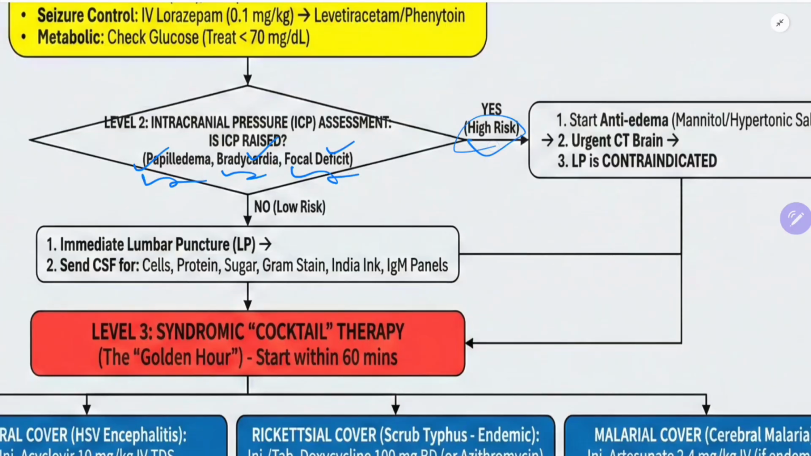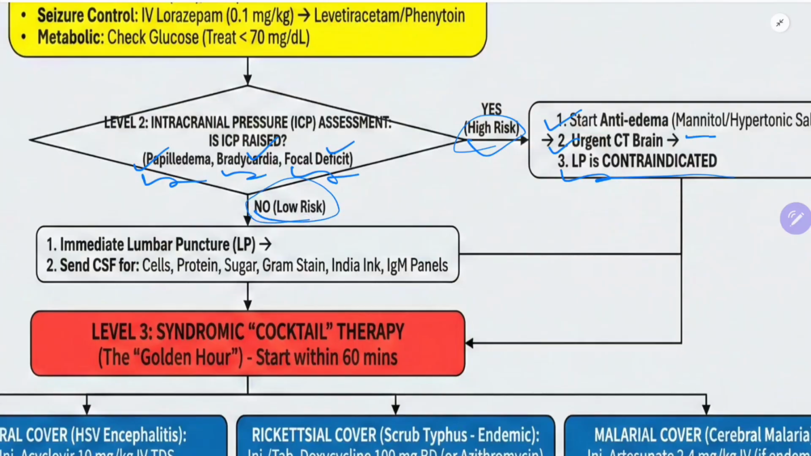If yes, then it is considered high risk, and give anti-edema measures like mannitol and hypertonic saline. Urgent CT brain should be done. Lumbar puncture is contraindicated if these signs of edema are present in the patient. Which are the signs? Papilledema, bradycardia, and focal neurological deficit.